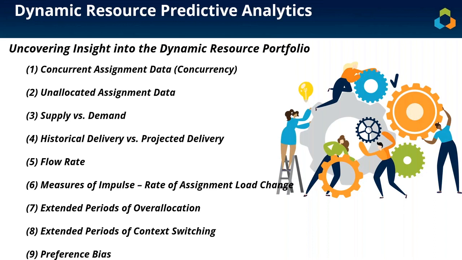We then have historical delivery versus projected delivery. This is very typical, and it's pretty amazing how many clients and customers don't look at this data, especially if they're capturing actuals directly in an application like Tempest or others. And that is, what did we deliver historically versus what are we attempting to deliver going forward?